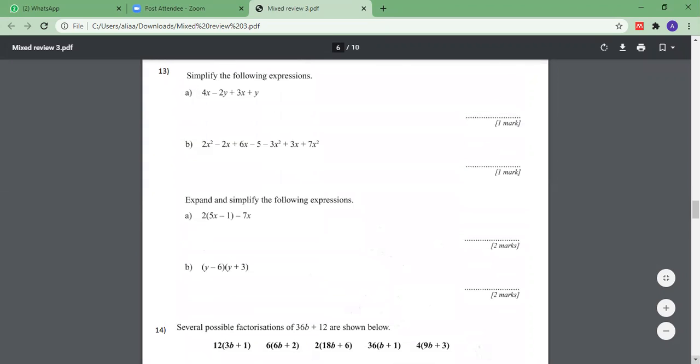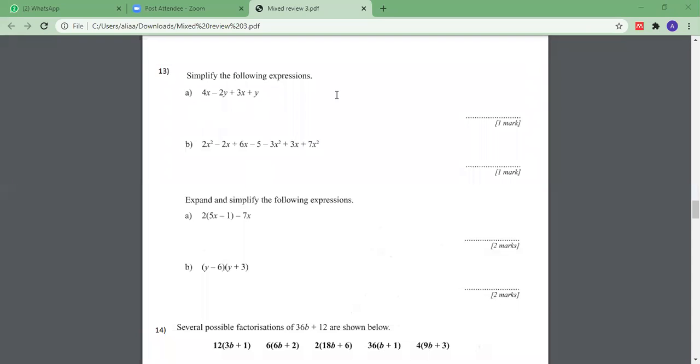Collecting like terms. 4x plus 3x will be 7x. It will be 7x. Negative 2y plus y, it will be negative y.